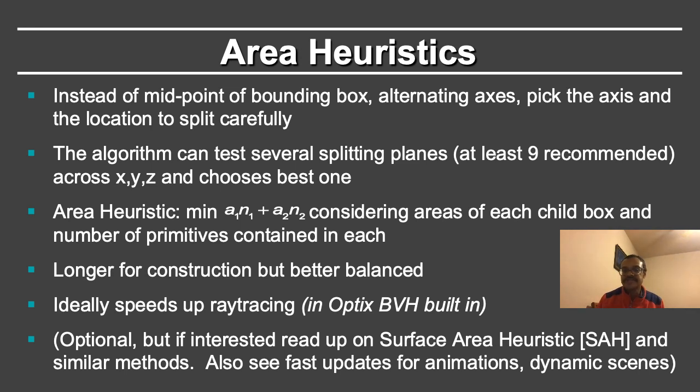Now, if you are interested, you can read more deeply about the surface area heuristics and look at similar methods. And if you actually follow the literature in this area, there's also a question of how do you update the acceleration structure in dynamic scenes when the geometry is changing? How do you make updates quickly for animation so you can have real-time ray tracing of animated scenes?